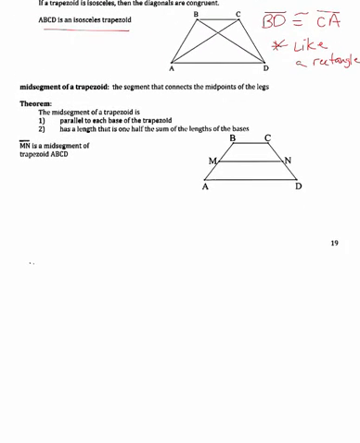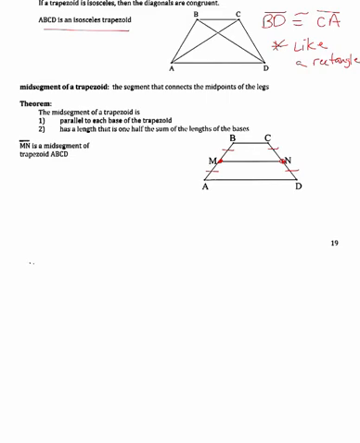Now, we do have this one theorem about the mid-segment of a trapezoid, and a mid-segment of a trapezoid is the segment that connects the midpoints of the legs. So if point M is a midpoint and point N is a midpoint of the legs of that trapezoid, when I connect them, what I've created is a mid-segment. So you would know that MB and MA are the same, and you would know that CN and ND are the same. There are two properties that go along with that.